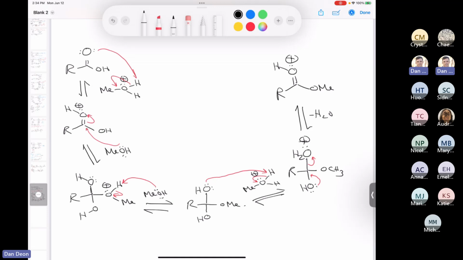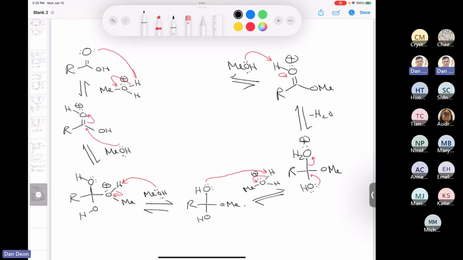I should have written it as Me every time. I don't know why I replaced it with a CH3 here. Try to be consistent since we're learning the subject. And then the last step is just a proton transfer. Methanol is going to behave as our base, and it's going to pull off the proton like this.